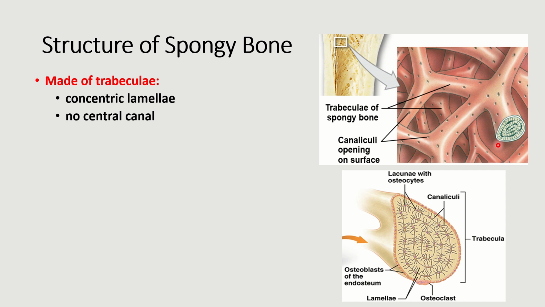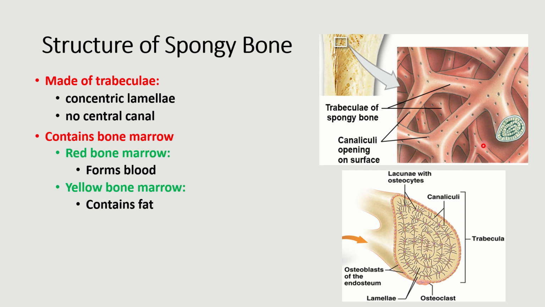And you can see that it is made of concentric lamellae. It's covered by endosteum, and these are the canaliculi, openings of the canaliculi. There is no central canal, so that's the difference between the trabeculae and the osteon. Osteon is in the compact bone and has a central canal, and this one does not have a central canal. Central canal contains blood vessels and nerves.